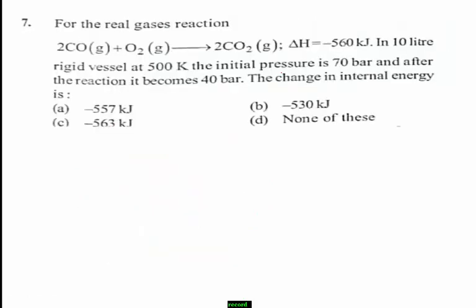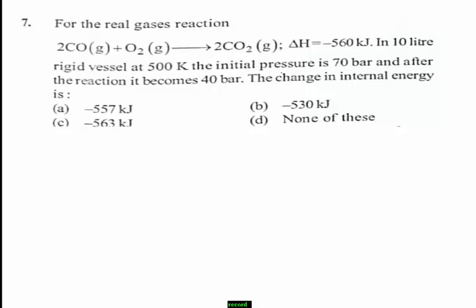Next question number 7. For the real gases reaction, 2CO gas plus O2 gas gives 2CO2 gas. Here delta H, the change in enthalpy, is given as minus 560 kilojoule, in a 10 liter rigid vessel at 500 Kelvin temperature. The initial pressure is 70 bar and after the reaction it becomes 40 bar.